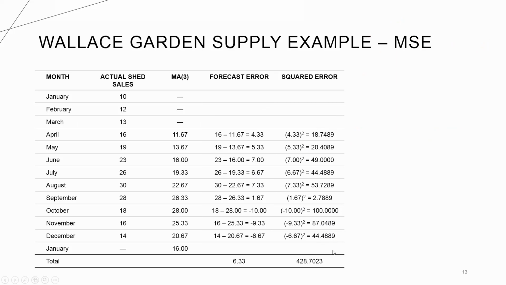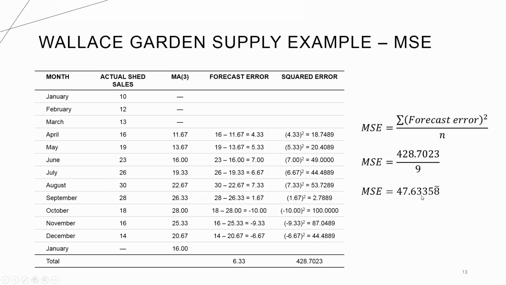So how do we average these? We add them up and divide by 9. And we get 47.63. Is that good? Is that bad? Again, by itself, it's nothing. You need to compare that to other forecasts. The whole idea here is not just, is this moving average a good forecast? It's, how does this moving average compare to other models?